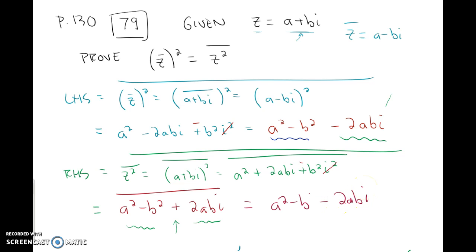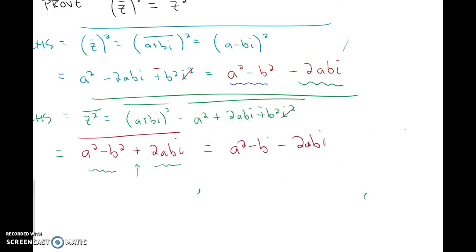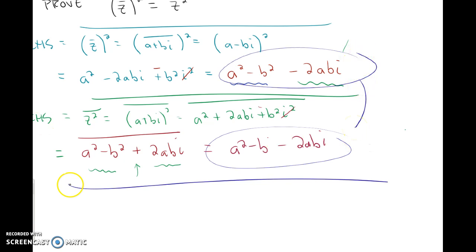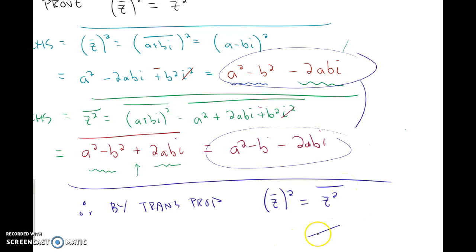So as you can see, since the left-hand side is equal to this, and the right-hand side simplifies to this, and these two simplify to each other, then, by the transitive property, I know the left-hand side is equal to the right-hand side. Kind of a little bit of a cheater way to do it, but it's all right. Okay? That's good enough.